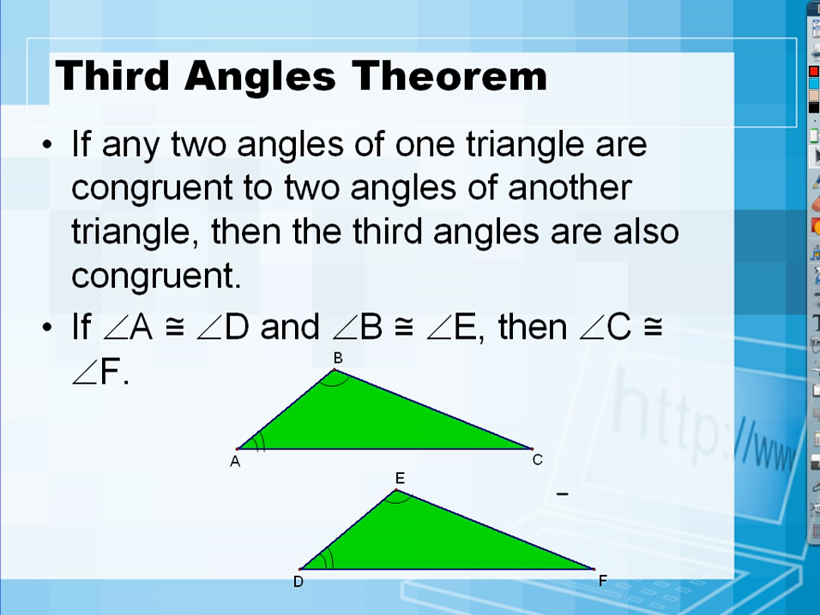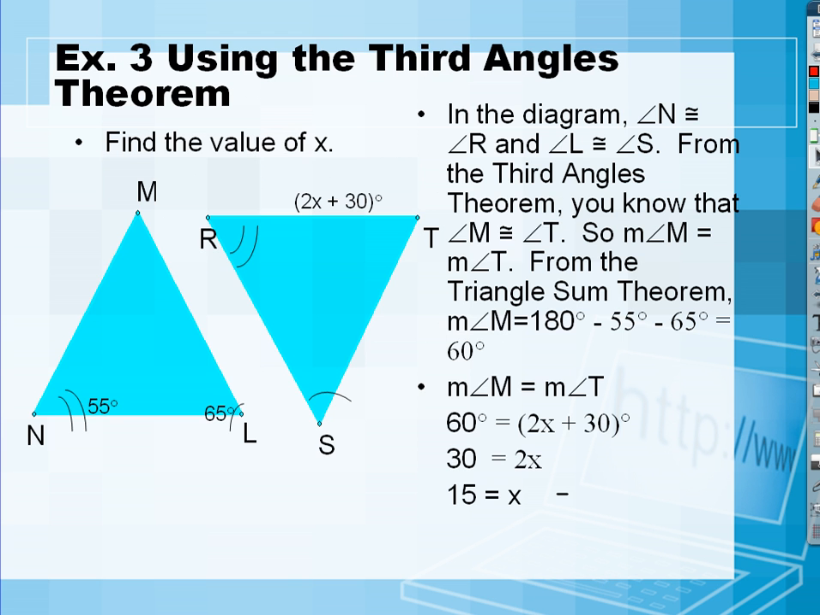And the way we can always think of that is, if A and B are congruent to D and E, then there's 180 degrees in both of those two triangles. So in both cases, there must be the same amount left over for that third angle, right? Okay. So how can we do this then real quick? Let's just zip through this.